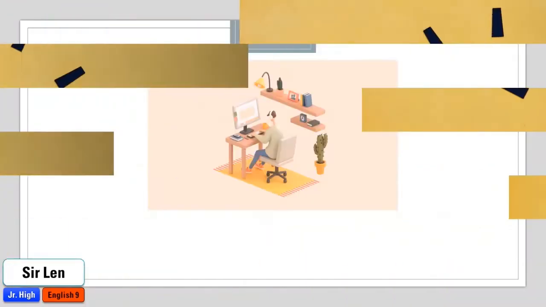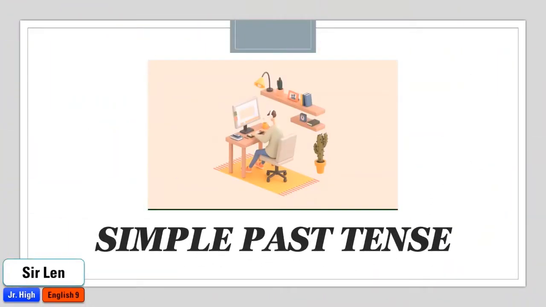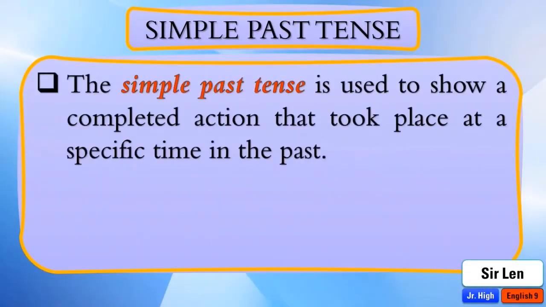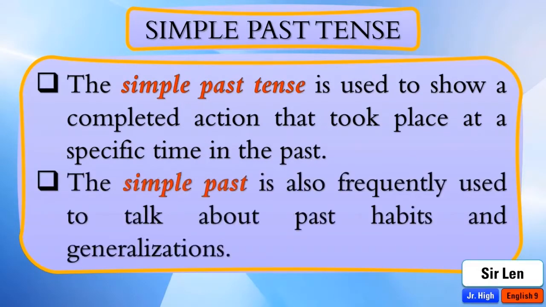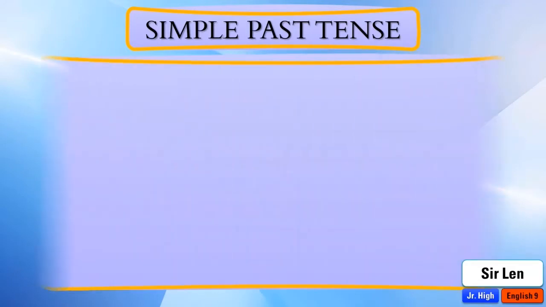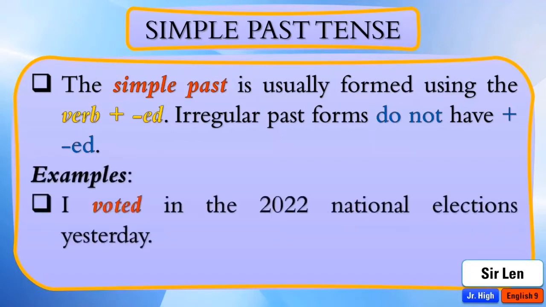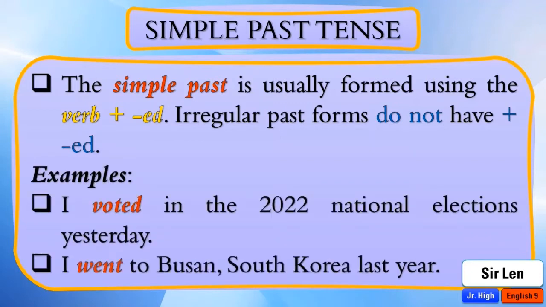The simple tenses. The simple past tense. The simple past tense is used to show a completed action that took place at a specific time in the past. The simple past is also frequently used to talk about past habits and generalizations. The simple past is usually formed using the verb plus ed. Irregular past forms do not have ed. Examples: I voted in the 2022 national elections yesterday. I went to Busan, South Korea last year.